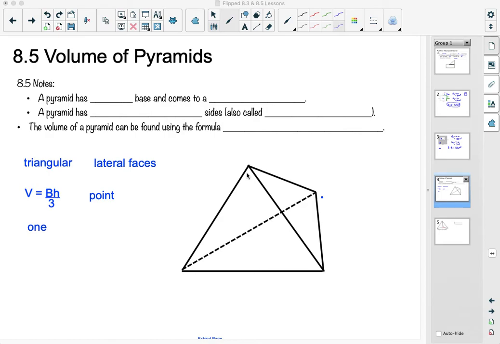So this is our video for Chapter 8, Lesson 5. This is the volume of pyramids. Really fast video because it's not much different than the volume of prisms. So let's start with a little vocab.